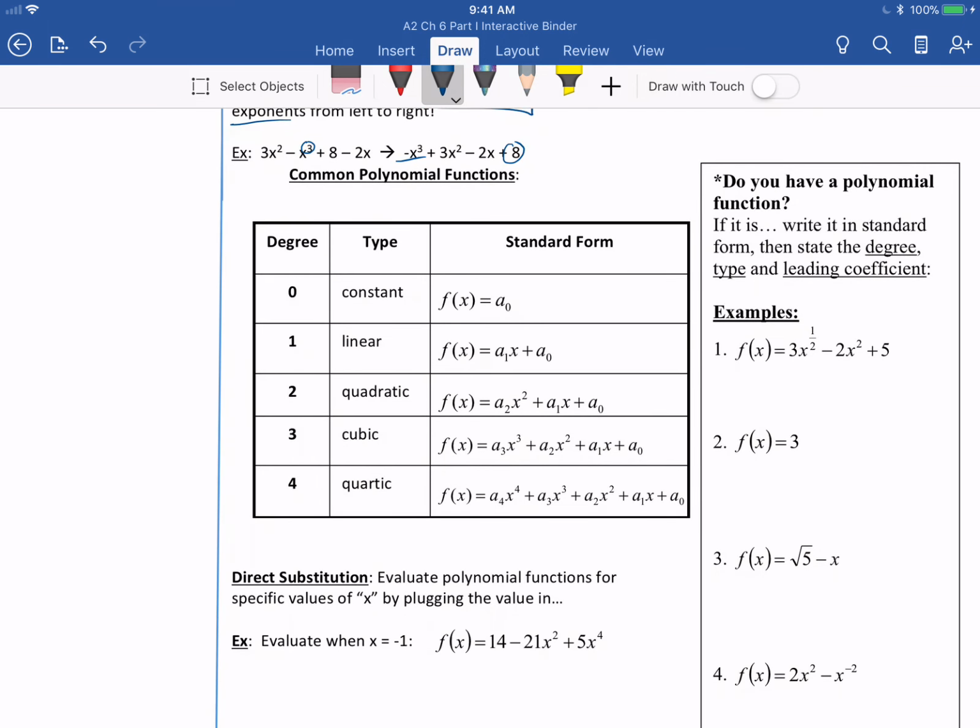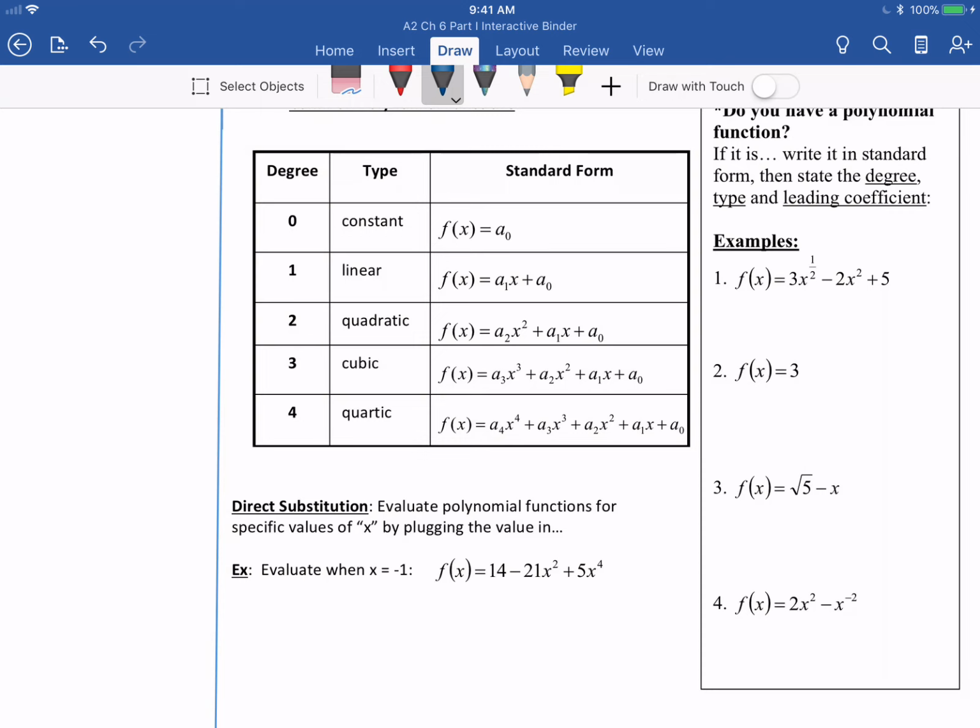All right, so here we go, the types of polynomials. Degree of 0, that's this first one here, that is a constant. So that's like if I have the equation y equals 4. That is a standard form polynomial, but it's just a constant polynomial. That's what we like to call it.